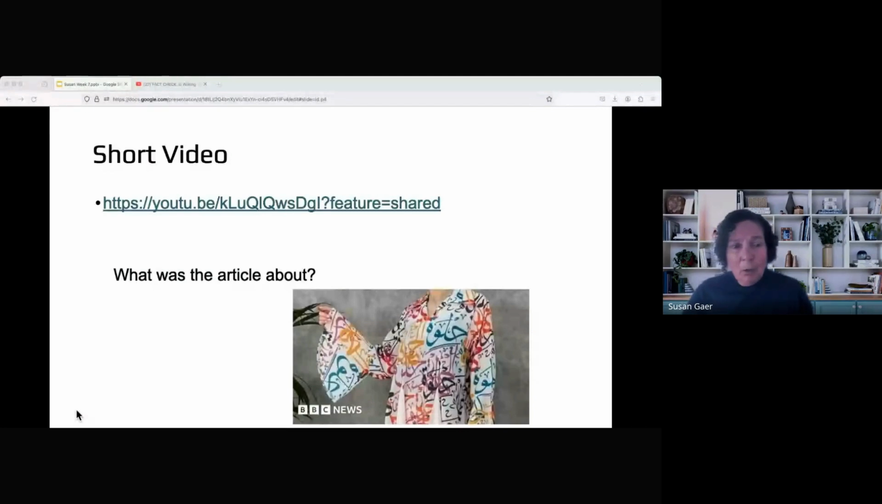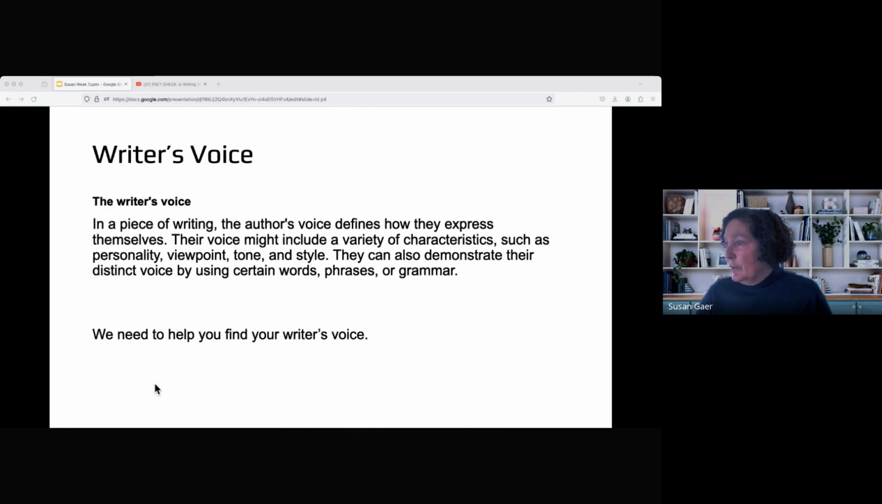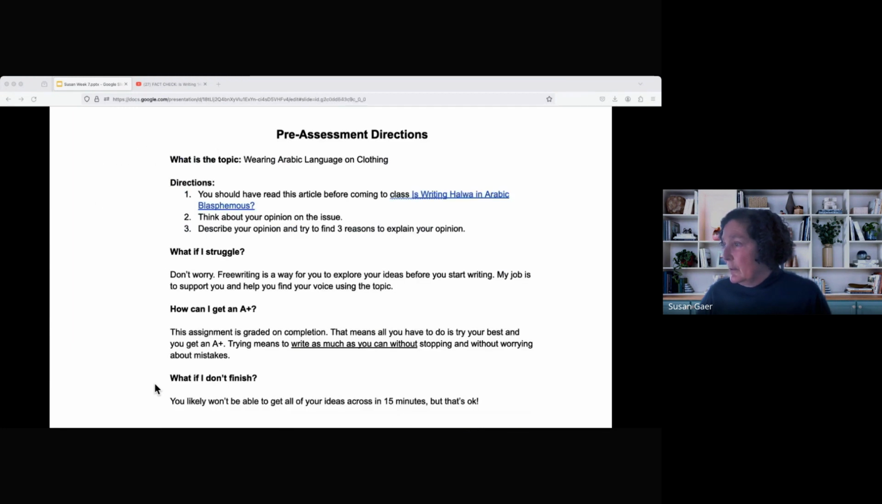And that was a very short summary of that article. So what we are going to do, let's wait till the screen pops up. What we are going to do is we're going to actually do a little free writing. Okay, now I'm going to explain what we're going to do. I'm going to show you how to do it, and then I'm going to give you 15 minutes to do it. Okay, so number one, you should have read the article.